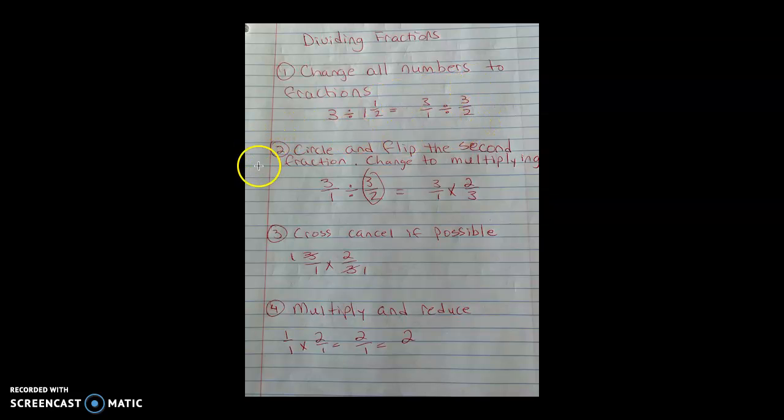Step 2 is the most important. You need to circle the second fraction, flip the second fraction, and change it to multiplying. Step 3 is cross cancel, which means diagonally see if they have a common factor that you can divide by.